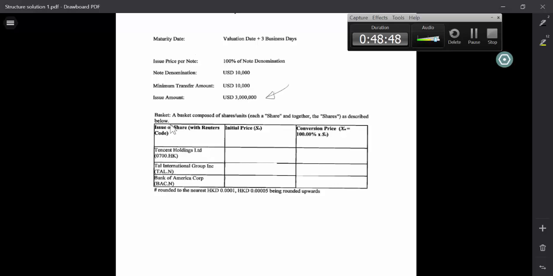Well, that's interesting. Now there will be an initial price that you have to define. I don't know where Tencent is trading right now. Do you know where Tencent is trading? Just roughly.